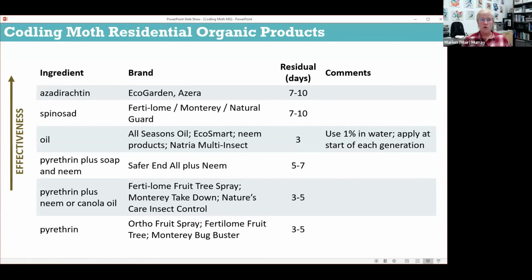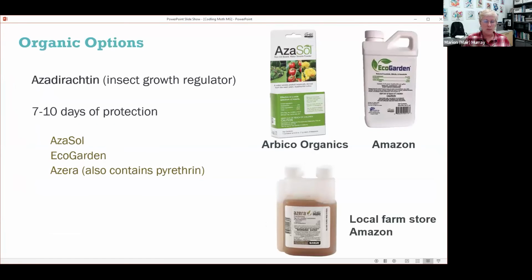So I'm going to start with some organic products, and I'm not going to go over all of these, but I wanted to mention a few things. So this is organic, and the effectiveness is from the bottom up. And there's a column here that says residual days. So that means this is about the interval that you would spray. If you put on this product, you'd wait 7 to 10 days and put it on again. So it gives that many days of protection. So I'm going to talk about 3 products that are on this list in a little bit more detail.